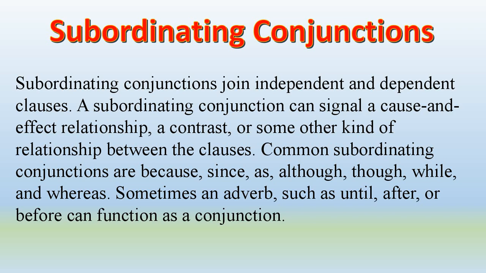Next is subordinating conjunction. Subordinating conjunctions join independent and dependent clauses. A subordinating conjunction can signal a cause and effect relationship, a contrast meaning opposition, or some other kind of relationship between the clauses. So what is the most specific point about subordinating conjunctions? It joins independent and dependent clauses.